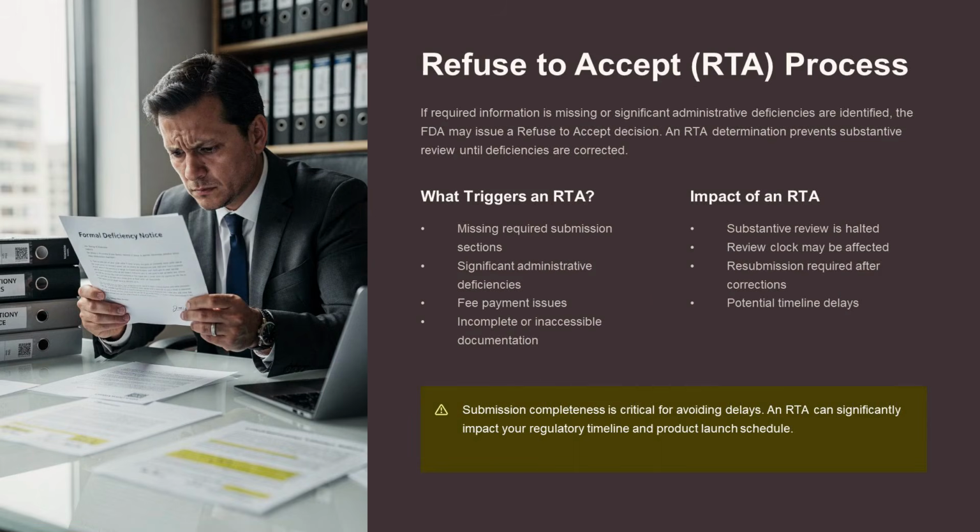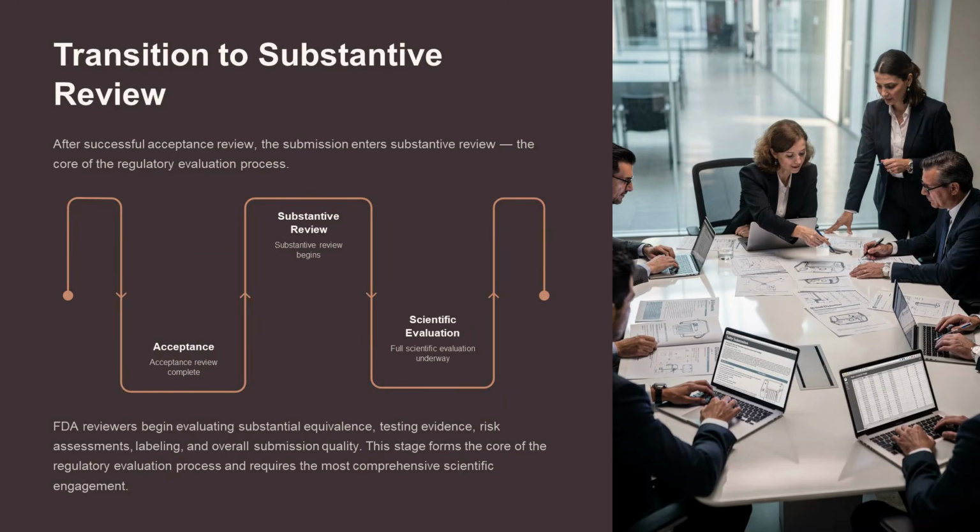If required information is missing or significant administrative deficiencies are identified, the FDA may issue a refuse to accept decision. An RTA determination prevents substantive review until deficiencies are corrected. Missing required submission sections, significant administrative deficiencies, fee payment issues, and incomplete or inaccessible documentation can trigger an RTA. Substantive review is halted, the review clock may be affected, resubmission is required after corrections, and potential timeline delays may occur. After successful acceptance review, the submission enters substantive review, the core of the regulatory evaluation process.